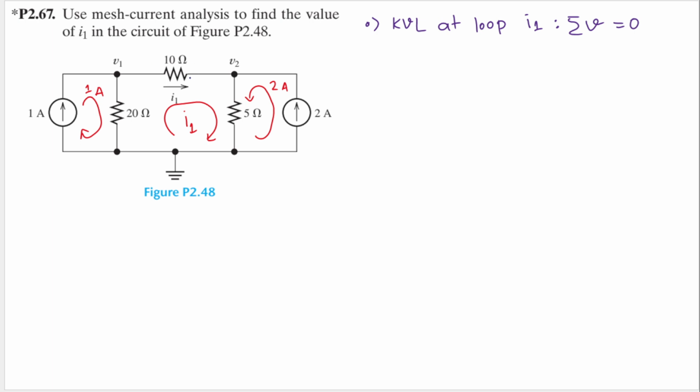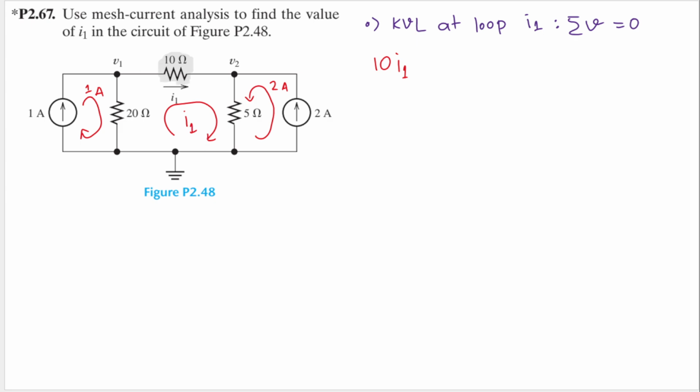Let's start from this 10 ohm resistor. Remember that this is a resistance. To get a voltage, we need to multiply it by a current. However, there is only one current that passes through this 10 ohm resistor, which is I1. So I will have 10 I1 here. Let's highlight that because we already did this.